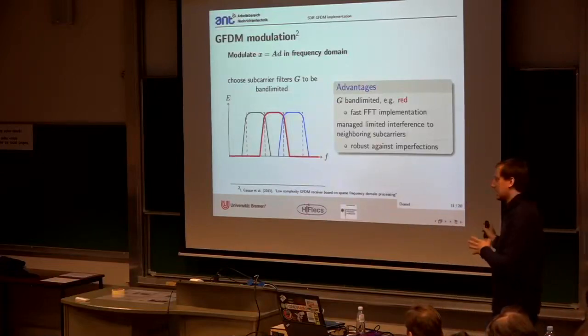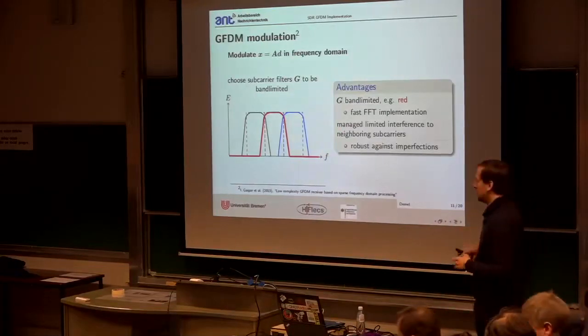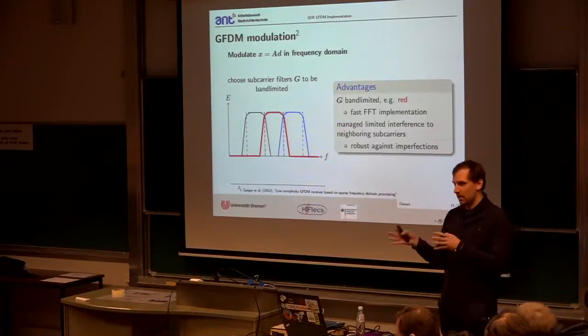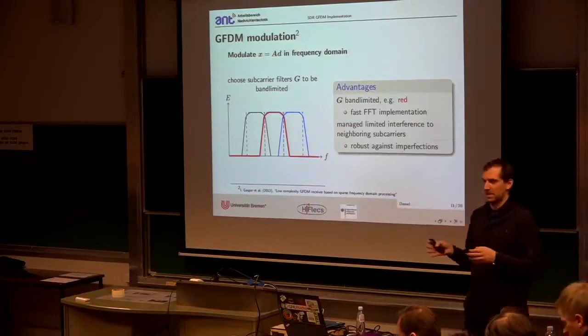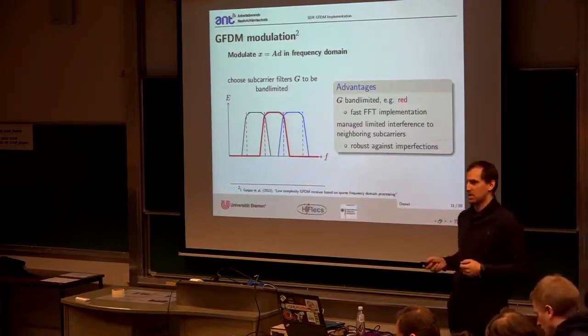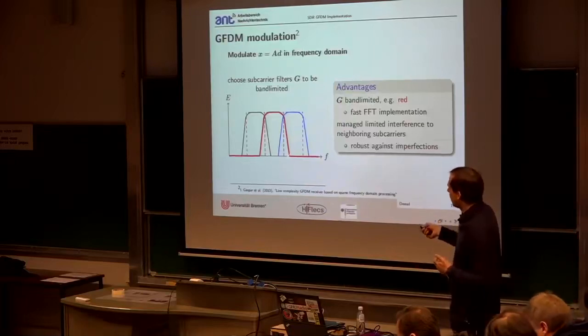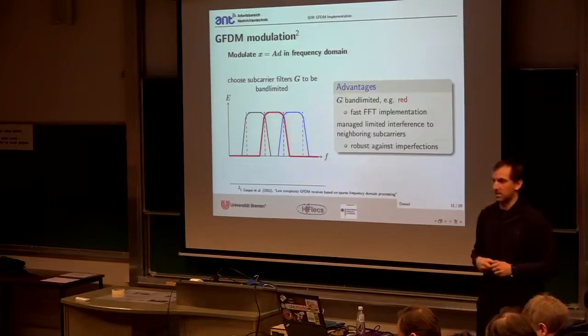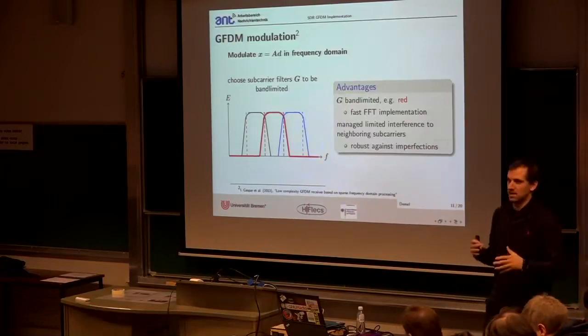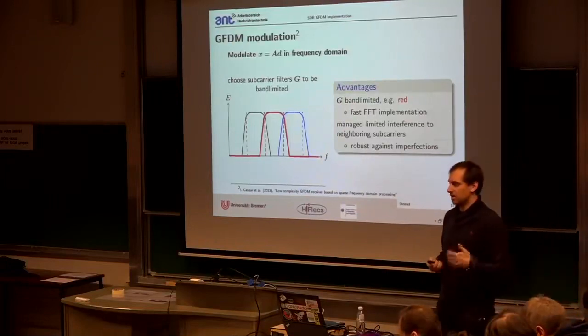And this design then translates to a more robust implementation if you think of imperfections like frequency offsets and timing offsets. So a system where we actually have a more well-localized filter for our subcarriers will be more robust against this kind of imperfections.